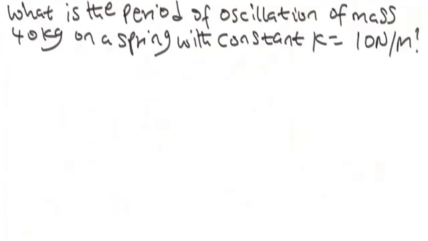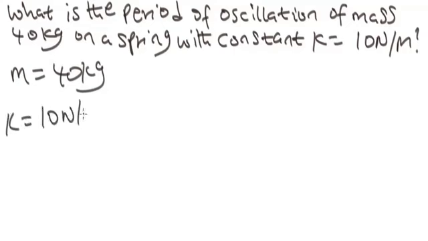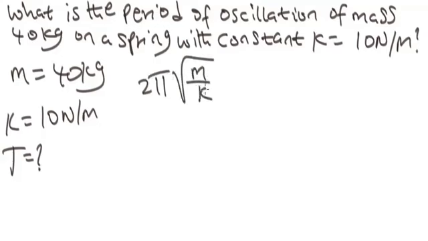Let's wipe this. Okay, so this question says, what is the period of oscillation of mass 40 kg on a spring with constant k of 10 Newton per meter? Alright, so we have our parameters, mass to be 40 kg. We have our spring constant to be 10 Newton per meter. I am looking for T. Period is unknown. That means we are going to apply 2 pi square root of m over k. Since we have mass and spring constant, we're going to have 2 pi square root of mass, 40, which is in kg so no need converting, over the spring constant, which is 10.